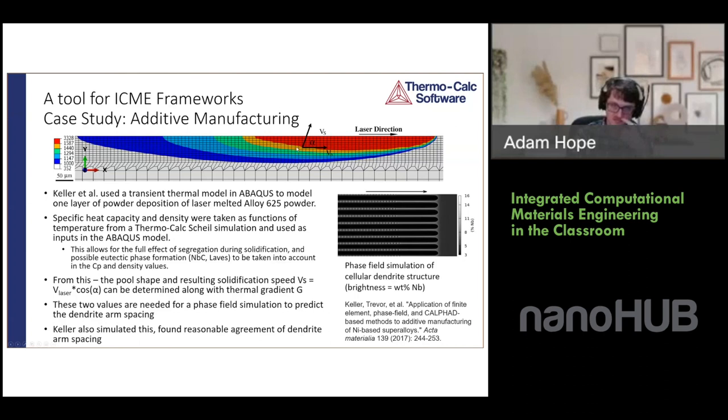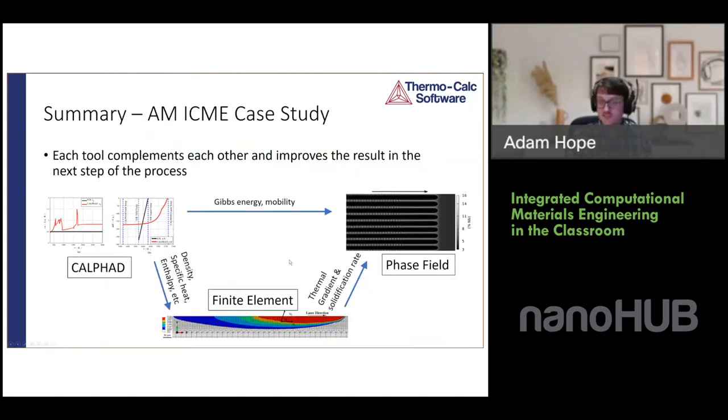And so to get this angle, they needed this model. That model uses some data from Thermo-Calc. Those get put into the phase field simulation, and they were able to predict the dendrite arm spacing with reasonable accuracy. And this is really an ICME case study, right? We're taking different kinds of models and combining them together to understand a lot about a particular process or system.